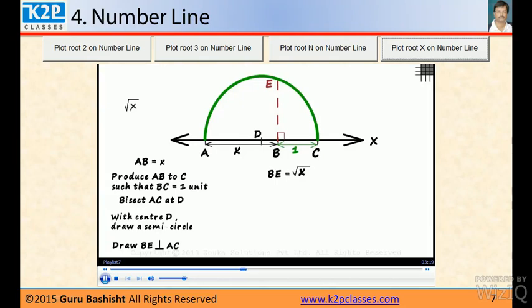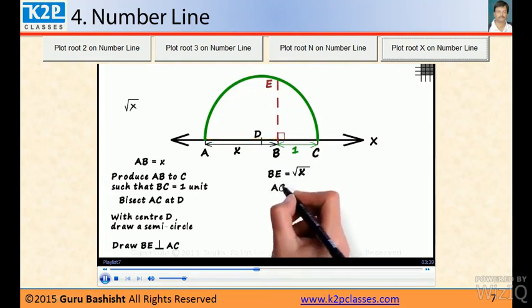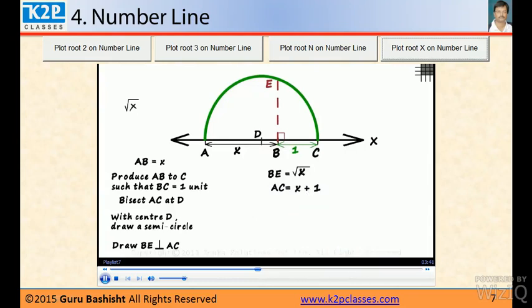But wait, how do we get BE as root x? There's nothing obvious in this figure. So let's prove this fact. Let's prove why BE will be root x. The length AC, as we can see, is equal to AB plus BC, which is x plus 1 units. So we have AC equal to x plus 1 units.